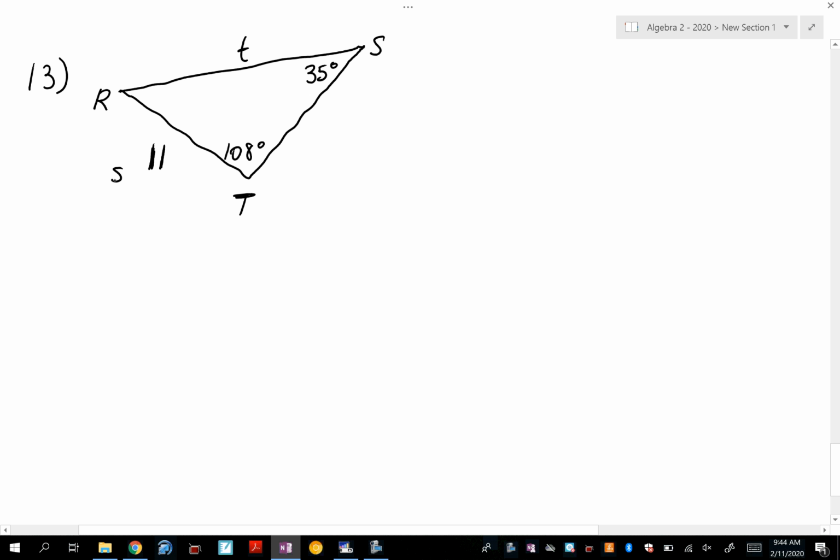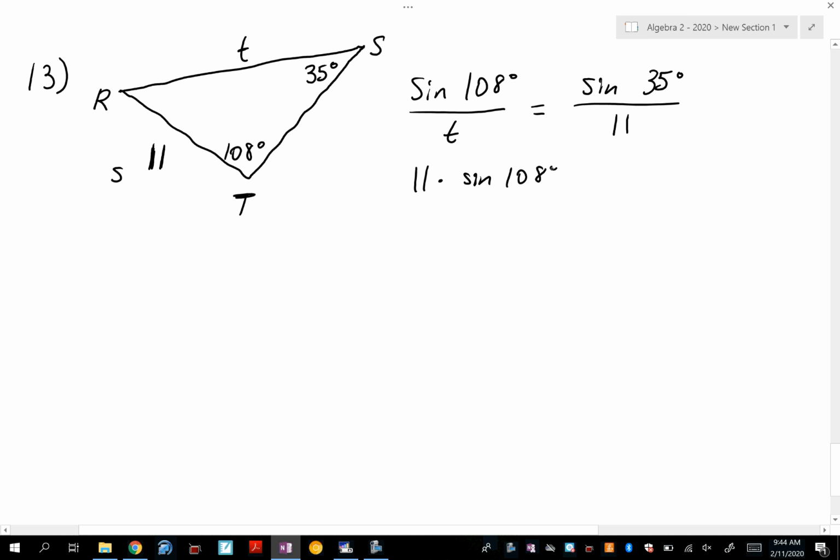So I'm going to try to do the law of sines here. Let's do the sine of T, which is 108 degrees, over T, which I don't know, equals the sine of 35 degrees over the length across from it, which is 11. So I can solve for my unknown T, that's side length RS. Cross products: 11 times the sine of 108 degrees equals T times the sine of 35 degrees. Divide both sides by the sine of 35 degrees, and you will have T.